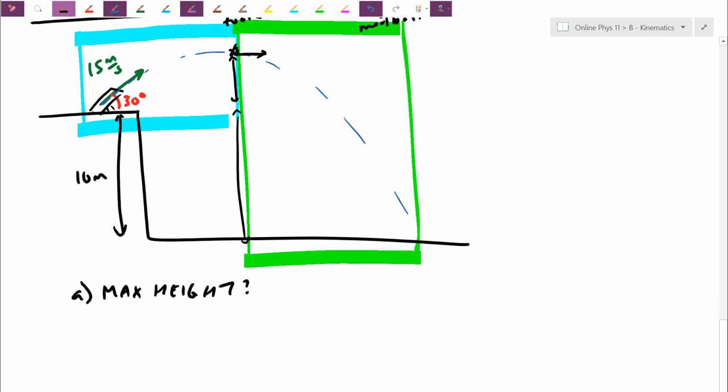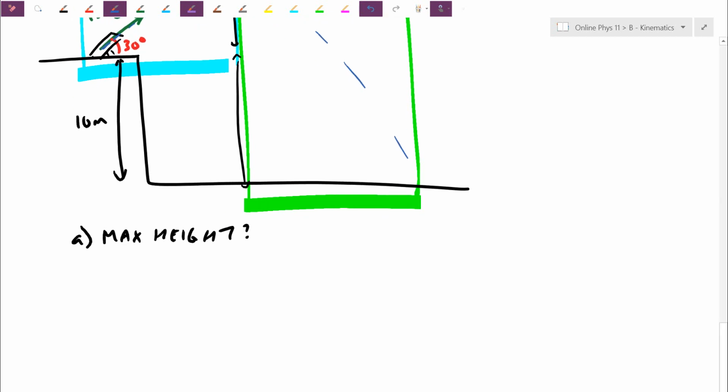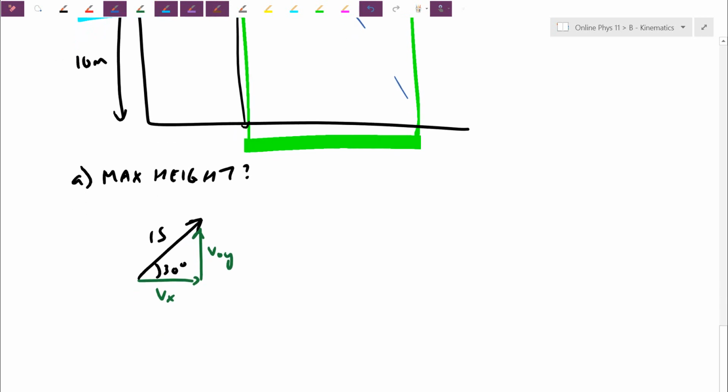So for max height, because this one here is currently a diagonal, I need to break up that diagonal. So I'm launching it upwards at a 15. The angle is 30 degrees. How much of this is x and how much of this is y? And noting that this is an initial velocity. So our Vx, or our V initial x if you like, is 15 cos 30. The other side, V initial y, is 15 sine of 30. Make sure you're in degree mode for all of this.